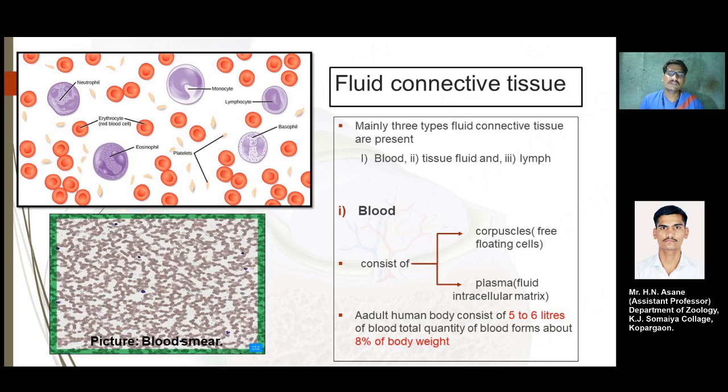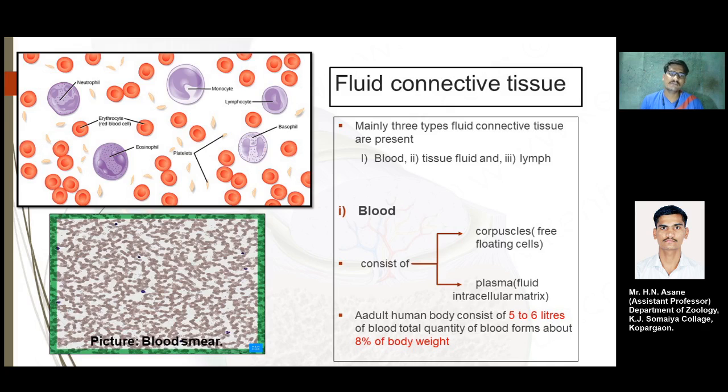Blood consists mainly of two types of components: the blood corpuscles, that are the free floating cells, and the second one is the plasma, that is the fluid intracellular matrix which is present with these corpuscles, which provides easy passage to float in the blood vessels.